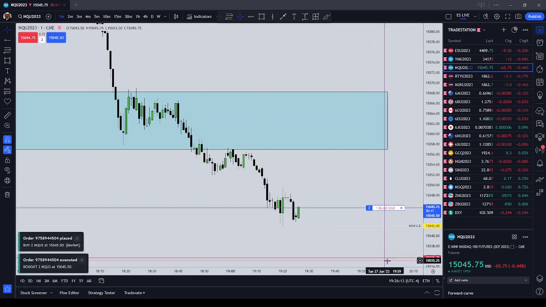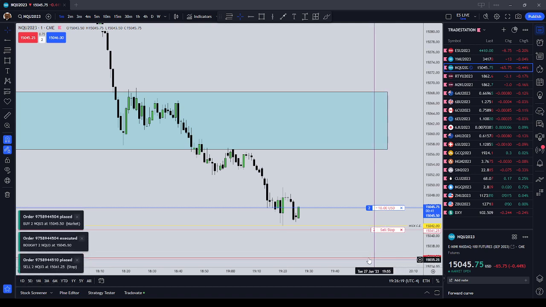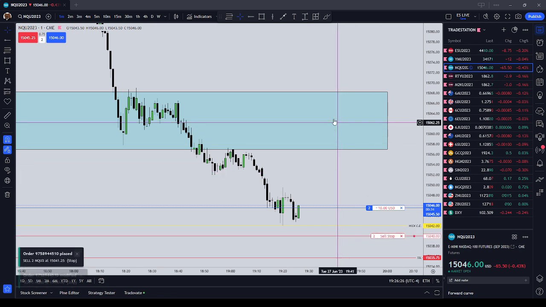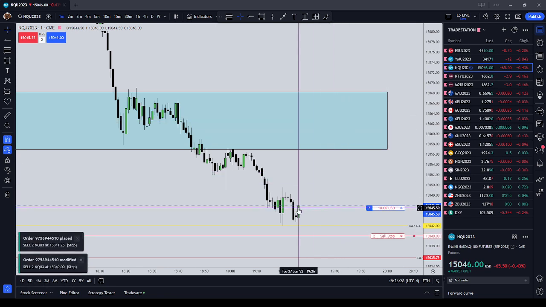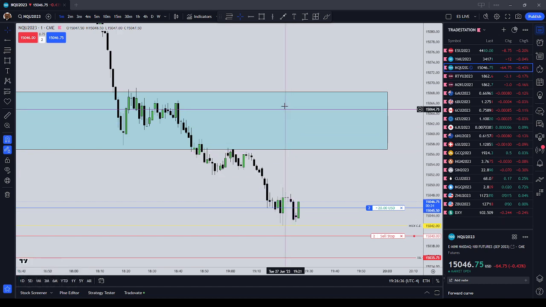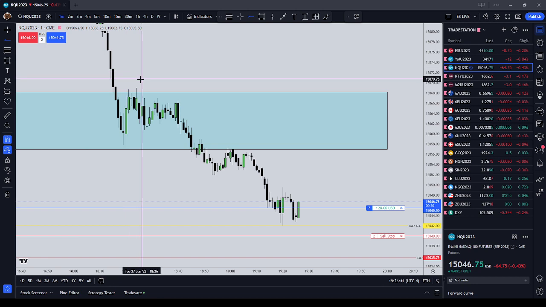Okay, I'm going to take this long. We are going to put our stop loss just below the CE of this wick. Let's go right there. So we are long now. We're long two contracts. As price came down to this CE of this wick, I saw the reaction that I wanted to see. And so now we have liquidity built up to the buy side.